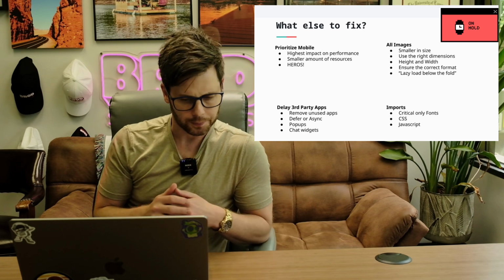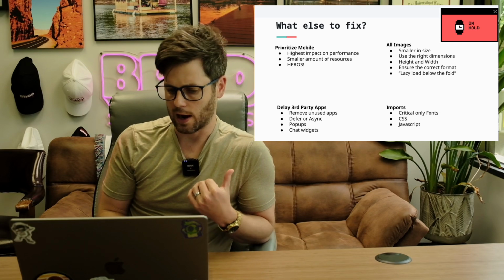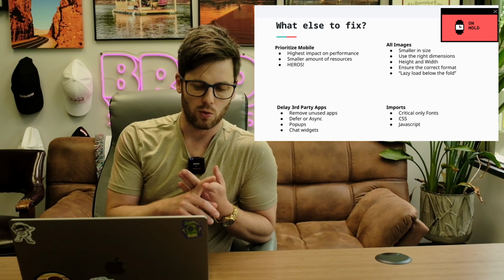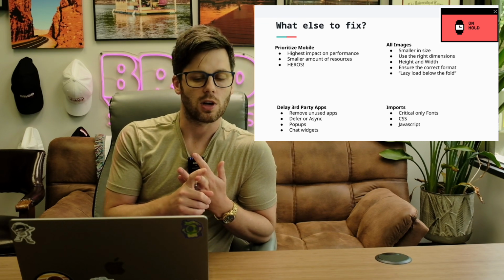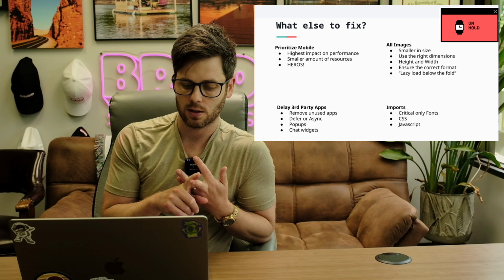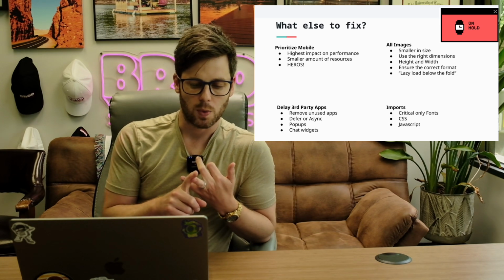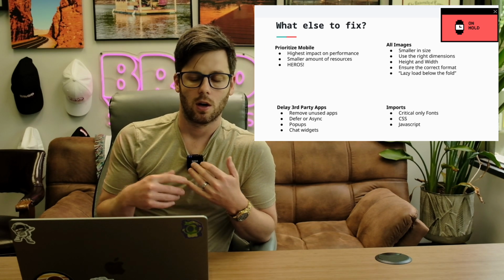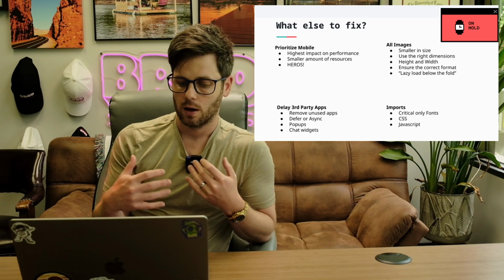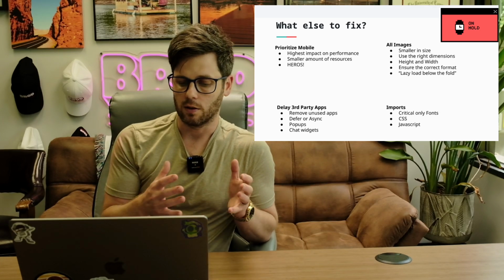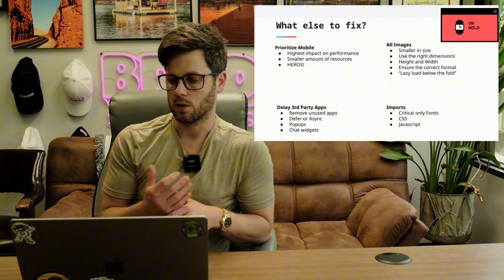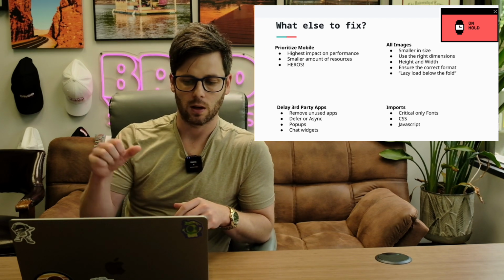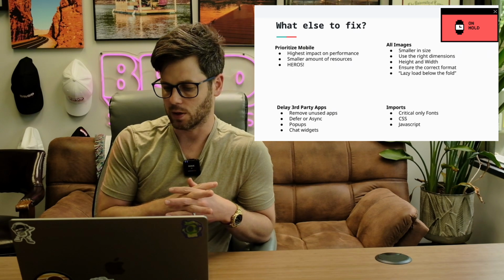Hopping into the third-party apps, getting rid of the bloat and removing those old apps is key. Deferring or asyncing those JavaScript things is really nice. Managing those pop-ups and those chat widgets, which come up in your face right away. Ideally, those are delayed so they don't affect Core Web Vitals nor the page speed, and they don't interrupt the user experience, which is ranked poorly for a lot of websites.